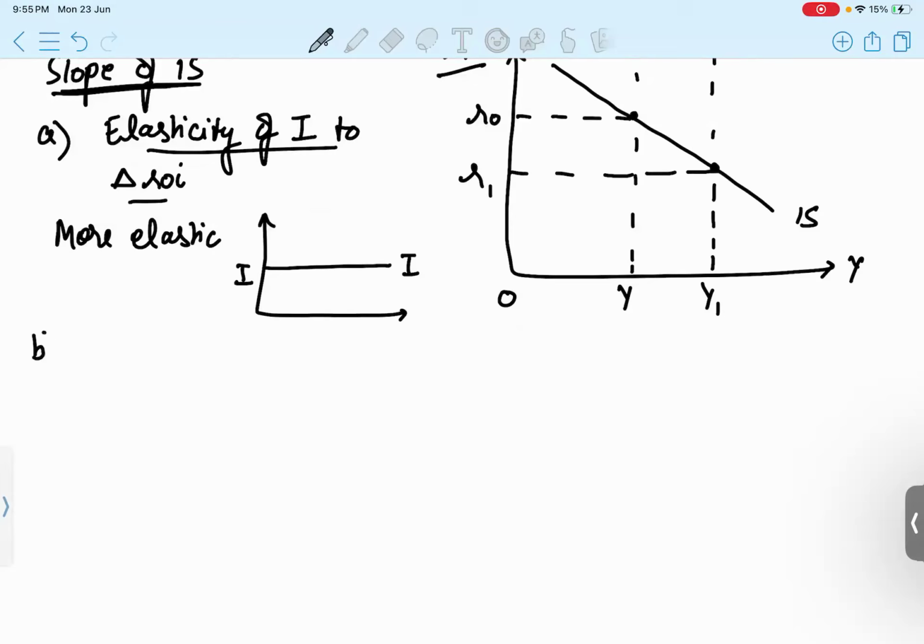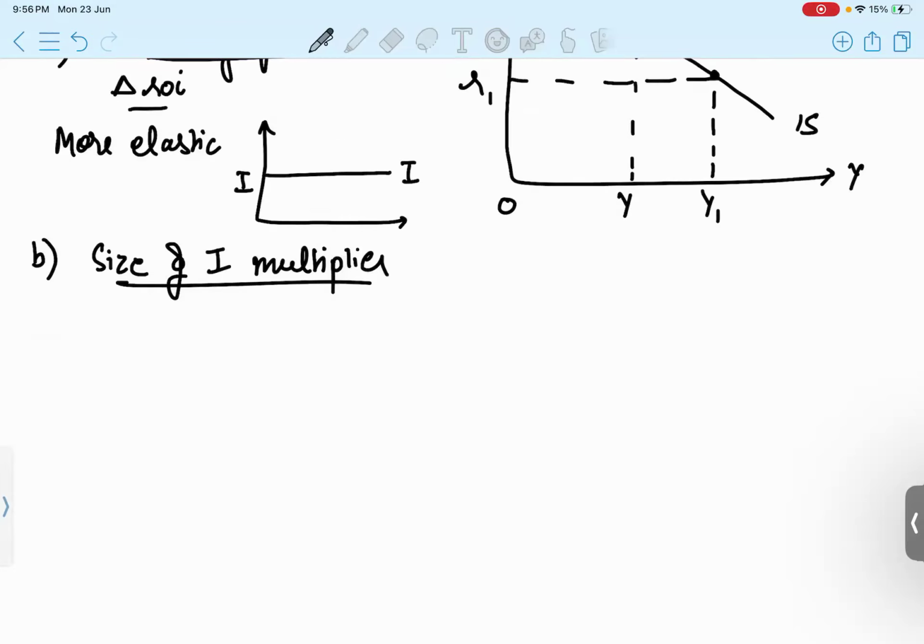And the second factor that impacts the slope of the IS curve is the size of the investment multiplier. This we have studied before, the concept of multiplier. So the investment multiplier will be written down as the change in the income level due to change in the investment. So the formula is 1 upon 1 minus B. B here is the marginal propensity to consume.